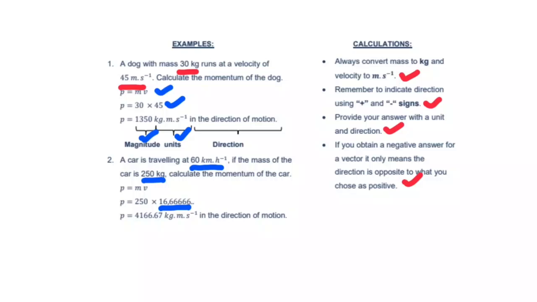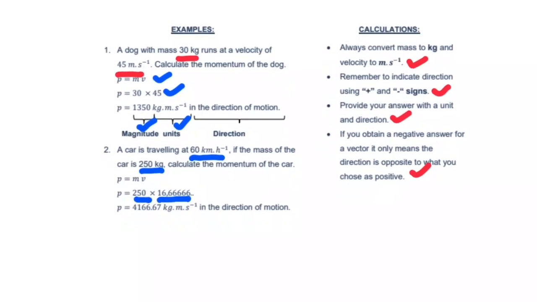Not only in this problem, even if you come across a different problem, if the velocity is in kilometers per hour, you just divide it by 3.6 to convert it to meters per second. The mass is 250. There is no problem there. Okay, we multiply the two numbers and we have a momentum of 4,166.67 kg meters per second in the direction of the motion. There we go.